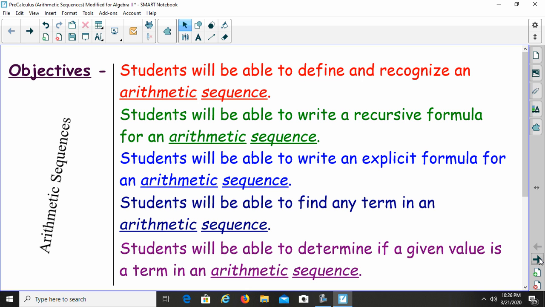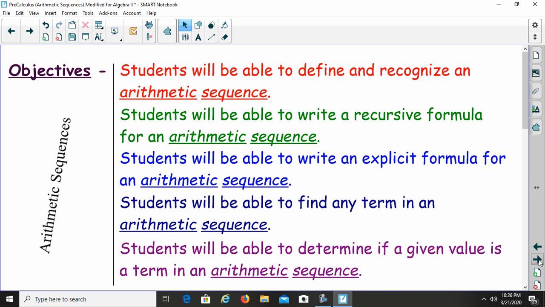First, students will be able to define and recognize an arithmetic sequence. Students will be able to write a recursive formula for an arithmetic sequence, as well as write an explicit formula for an arithmetic sequence. Students will be able to find any term in an arithmetic sequence, and finally, students will be able to determine if a given value is a term in an arithmetic sequence.